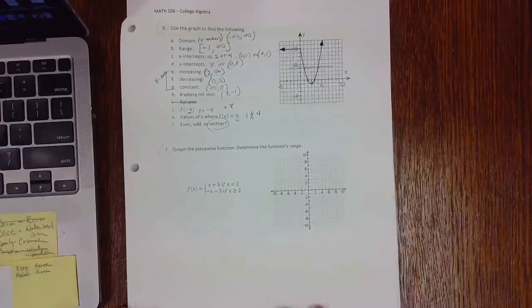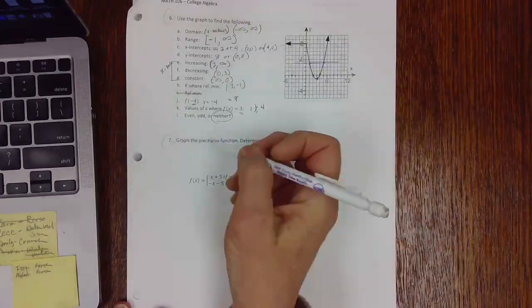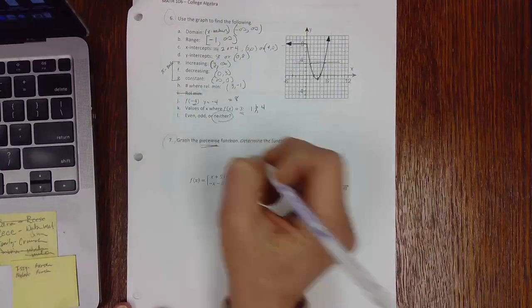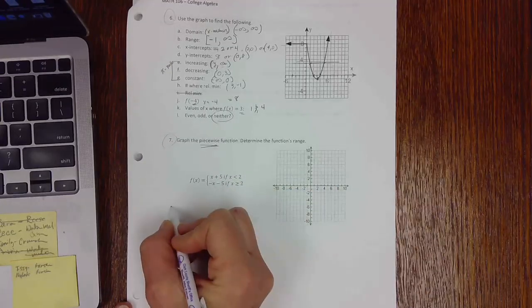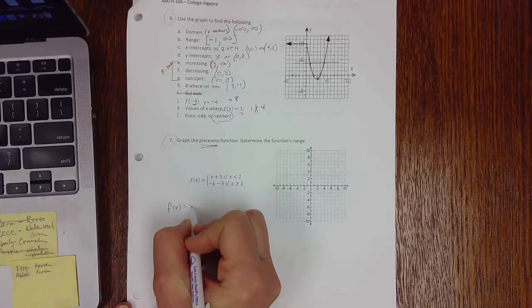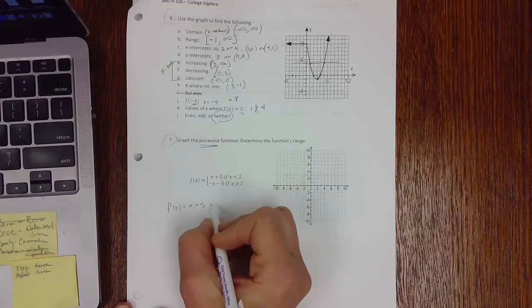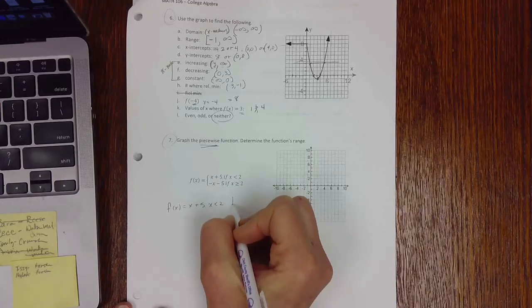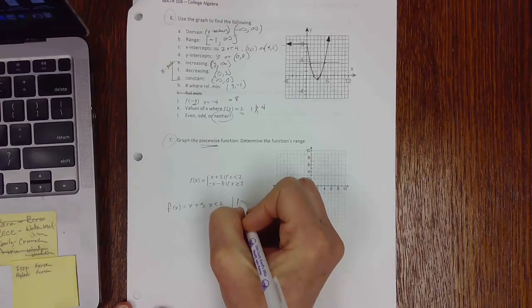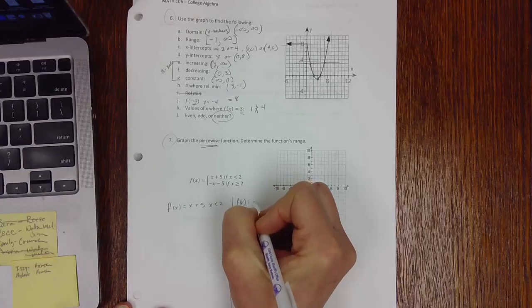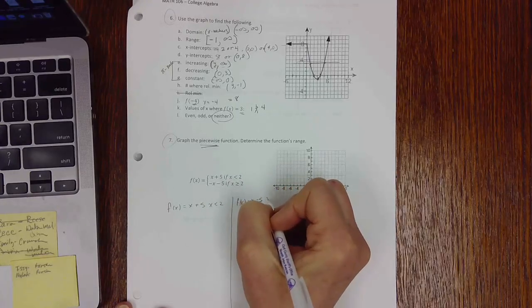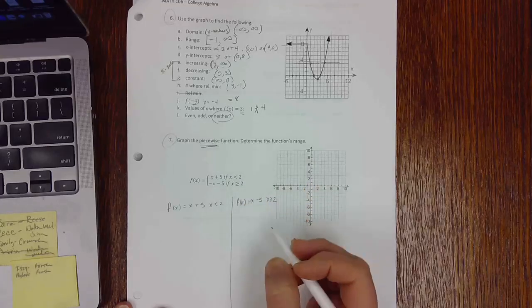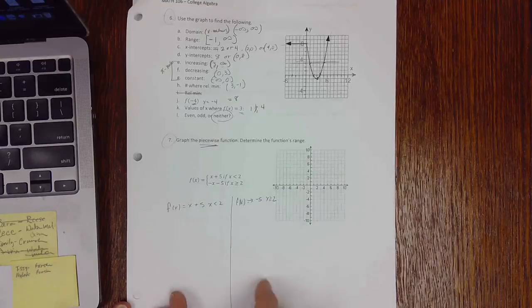Okay, I want to make sure we understand how to graph piecewise functions. So I have 2 functions. I have f of x equal to x plus 5 when x is less than 2, and I also have f of x or y equals x minus 5 when x is greater than or equal to 2. And I want to do those simultaneously. So in other words, those 2 regions.